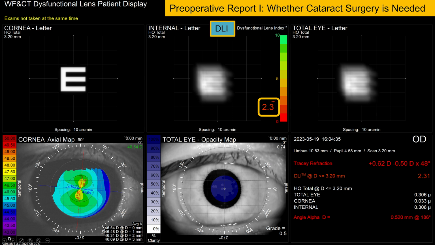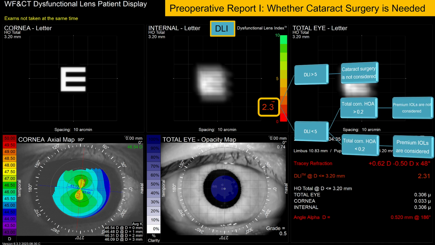The key metric to focus on here is the Lens Dysfunction Index, DLI. DLI uses a 0 to 10 scoring scale, where lower scores indicate worse lens function. Example: in the figure, the DLI is 2.3, which is very low. This indicates poor lens function.